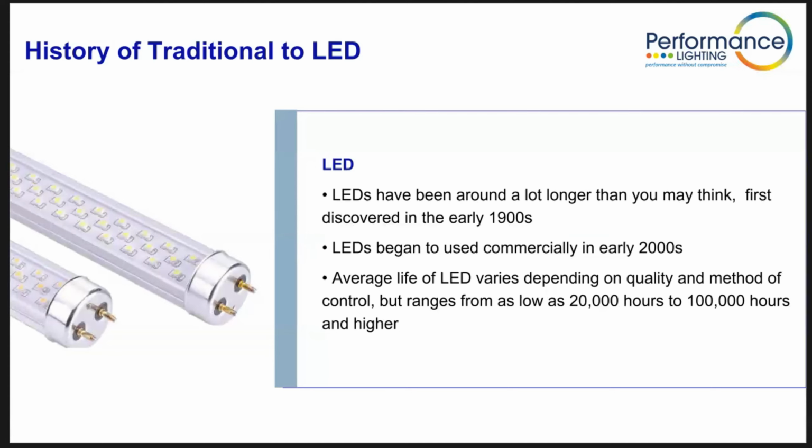The first white LEDs were produced by a company called Nichia, and that was in the mid-90s, approximately 1996. But they still weren't really used commercially then. It's probably only since the early 2000s that we've started to see LEDs become used commercially in lighting.